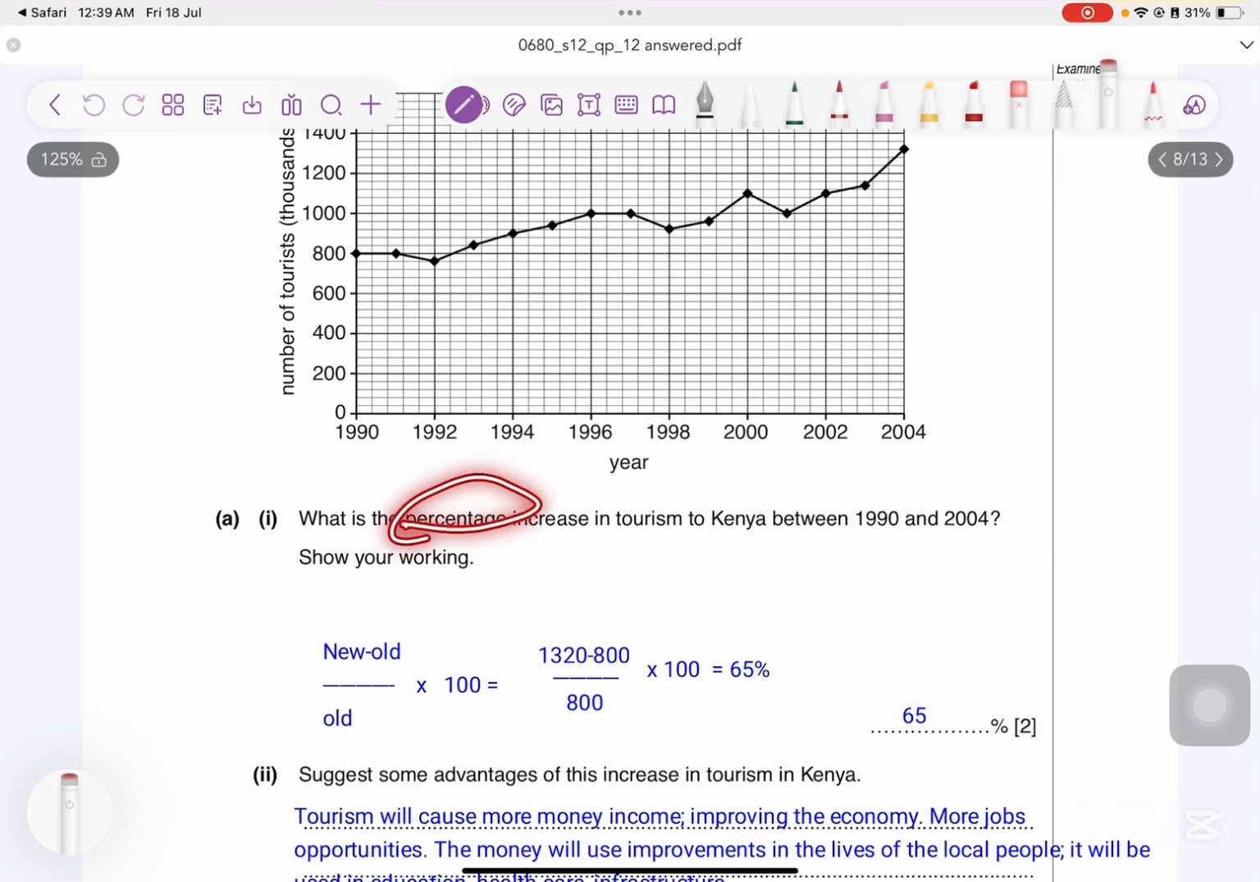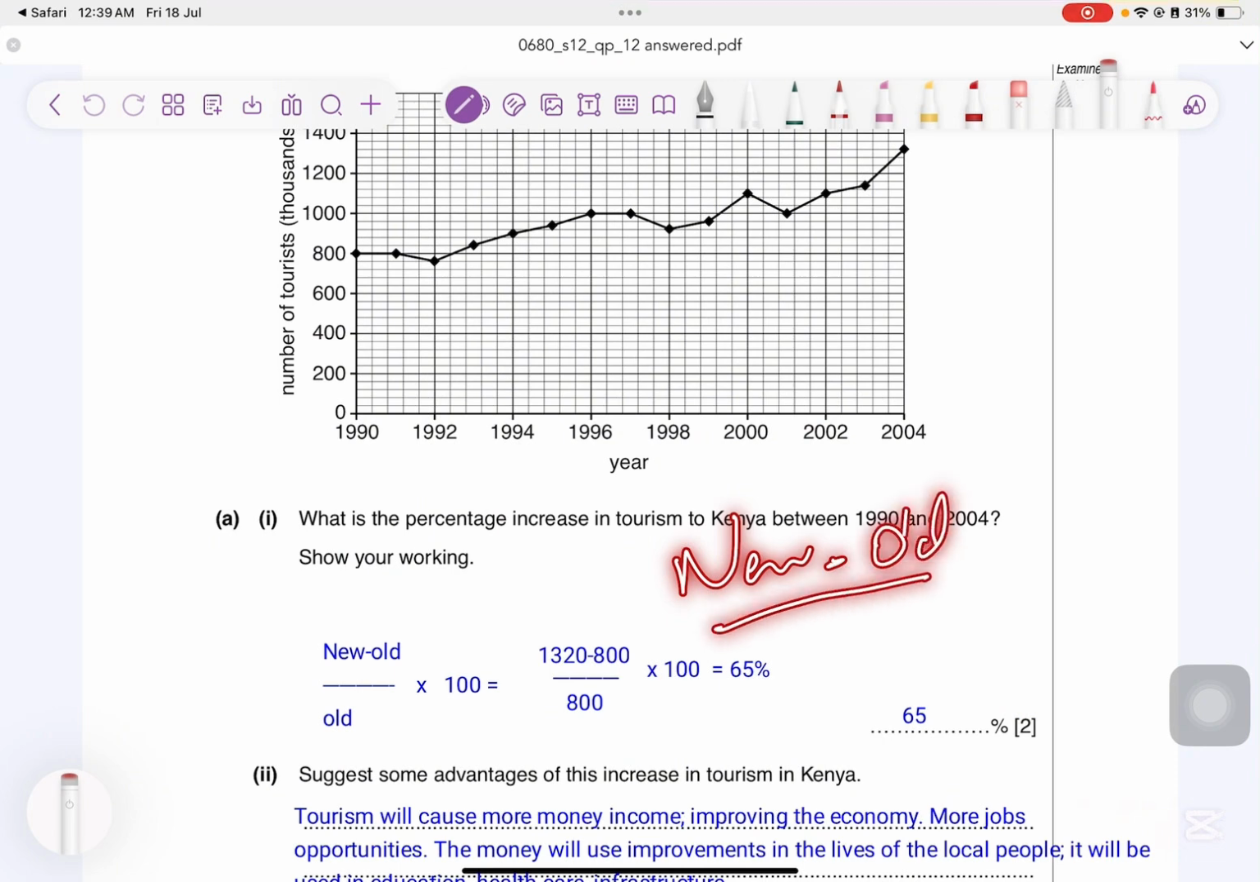So how do you find the percentage difference? We're going to find the new value minus the old value over the old. So what is the new value here? That's 2004. And the old value here is 1990. At 1990 it's 800, and at 2004 it's 1320. So new minus old over old: 1320 minus 800 over 800, multiplied by 100 because we want a percentage. It's going to give you 65%.